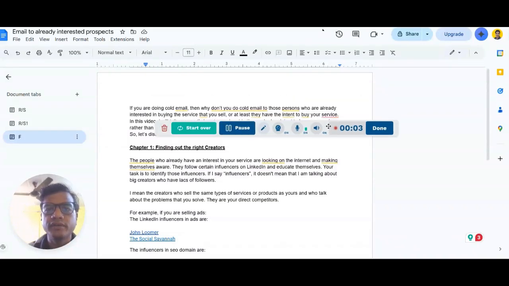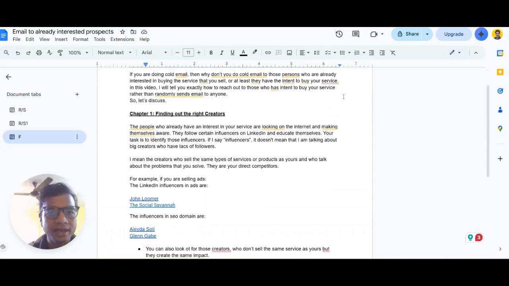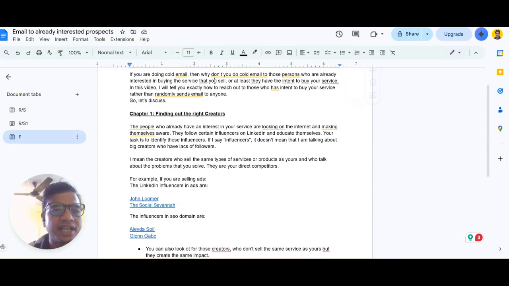Hey, hello everyone. If you are doing cold email, then why don't you do cold email to those persons who are already interested in buying the service that you sell, or at least have the intent to buy your service? What happens is that generally people think that when you are doing cold email, you do it to prospects who belong to your ICP. Okay, and that's fine.